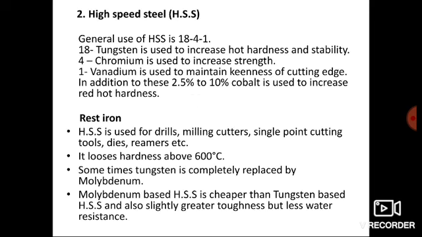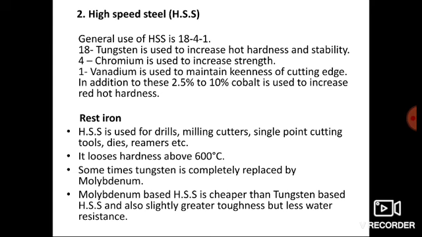The next material is high speed steel. The general use of HSS is 18-4-1, that is 18% of tungsten, 4% of chromium and 1% of vanadium. Tungsten is used to increase the hot hardness, chromium is used to increase the strength, and vanadium is used to maintain the keenness of the cutting edge.